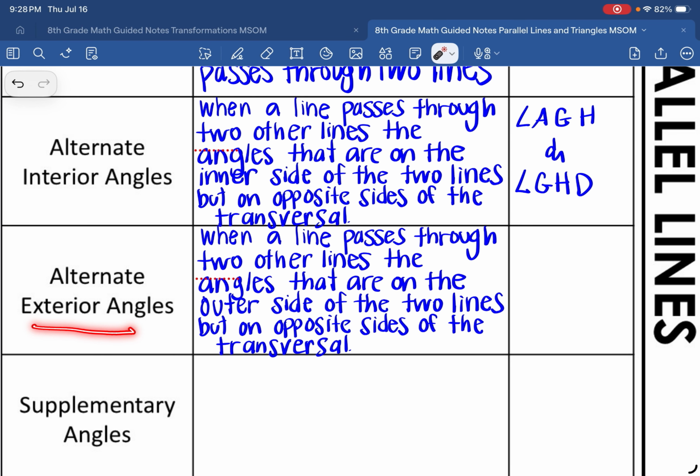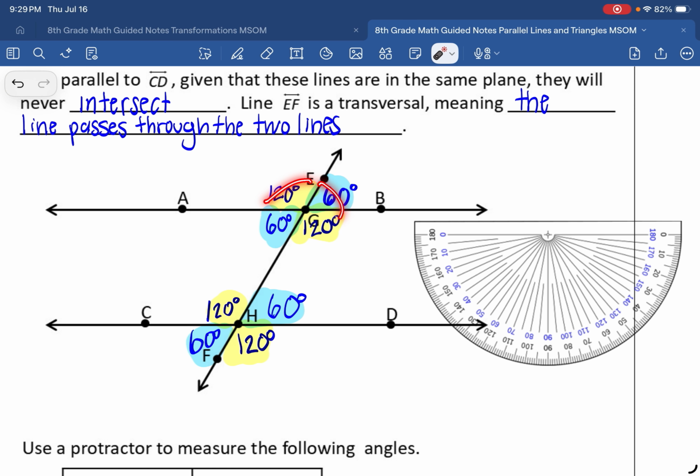Alternate exterior angles, when a line passes through two other lines, the angles that are on the outer side of the two lines, but on opposite sides of the transversal. These angles right here are the outer or exterior angles. So the alternate exterior angles would be this one and this one, or this one and this one. So we will say angles EGB and CHF.